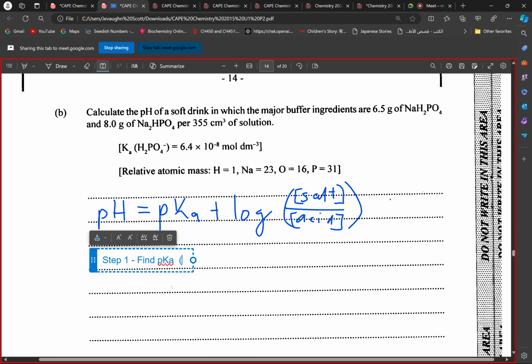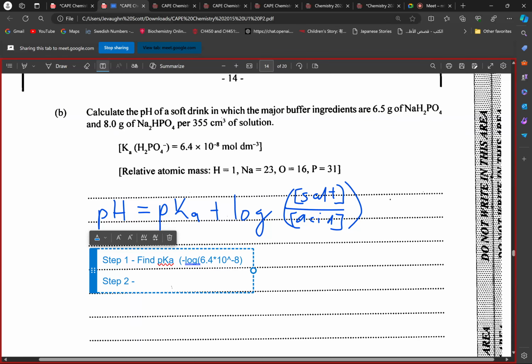Lovely. And our pKa is negative log of 6.4 times 10 to the negative 8. And then after that, what's the second step? Step 2. What do we do next? To find the salt concentration, which will be moles of salt over volume.